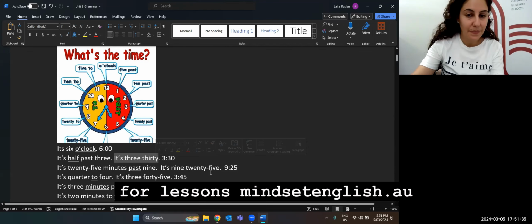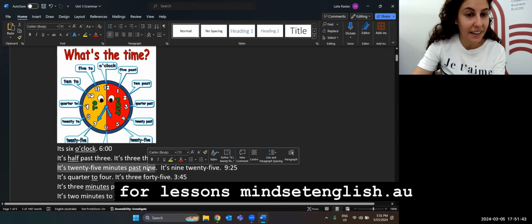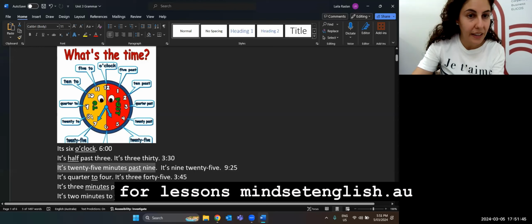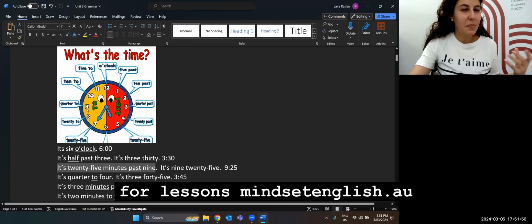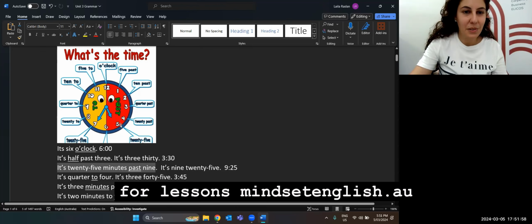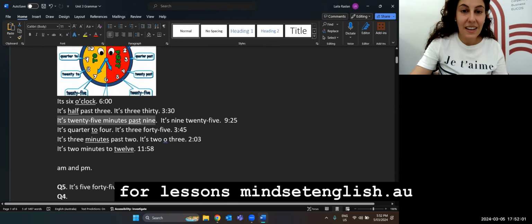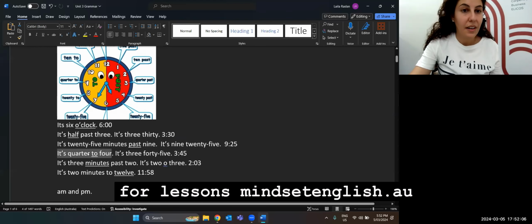So two options. We looked at this time, 9:25, or it's 25 minutes past 9, because the big hand would be 25 minutes here. The big hand would be here and the little hand would be here. It's a little bit hard to show you without the real time. This time is a quarter to 4 or it's 3:45, because the big hand would be here and the little hand would be near the 4.